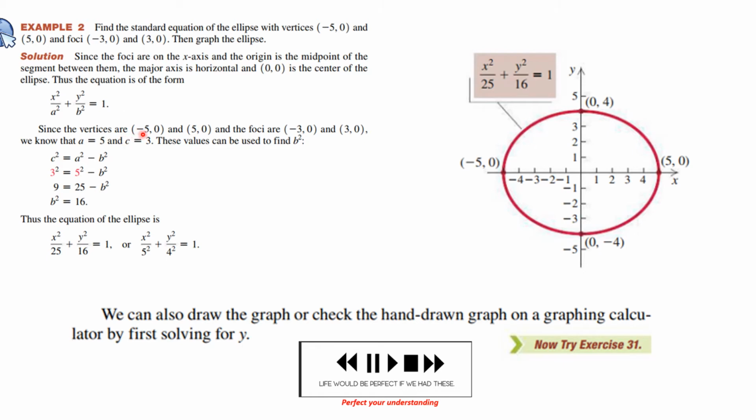Since the vertices are (-5, 0) and (5, 0), we know that a is 5 and c is 3. So we can find b squared from this equation. c is 3, a is 5. We solve, and get b squared is 16, and that tells us we can just put 16 into this equation, but that also tells us that we go from 4 to -4. So here's the equation of the ellipse, and you could write it with the 25, or you could write 5 squared and 4 squared to help you graph it. You can do this on a graphing calculator too. If you want to try a problem to test your understanding, here is a good one, and you know how to do this.